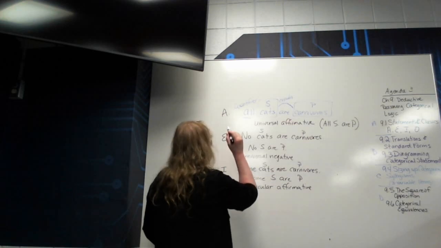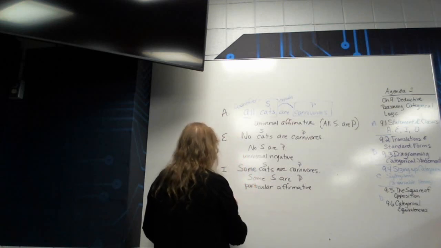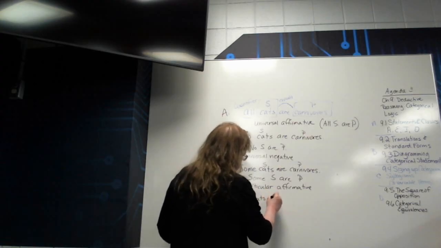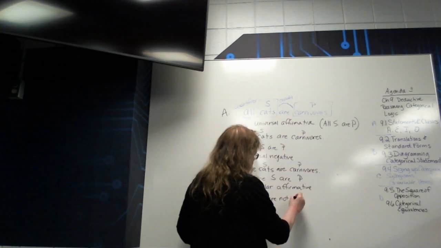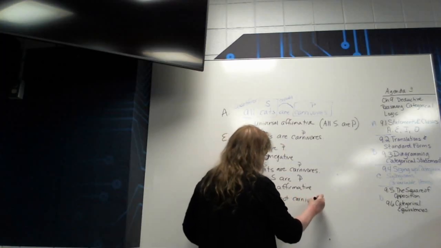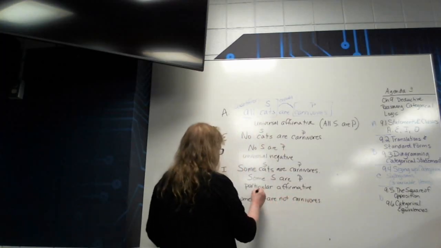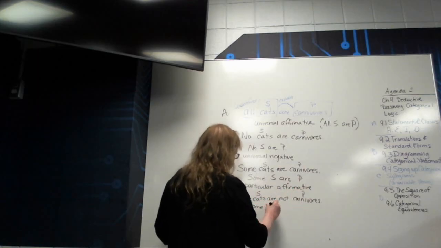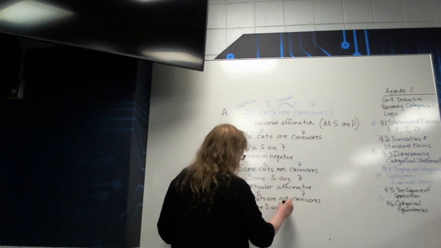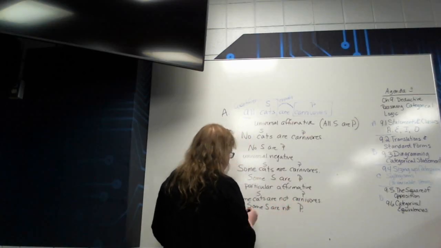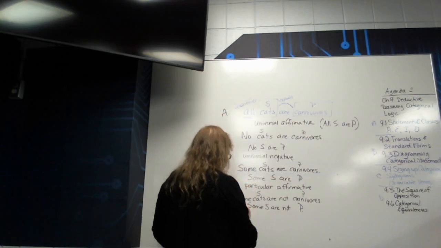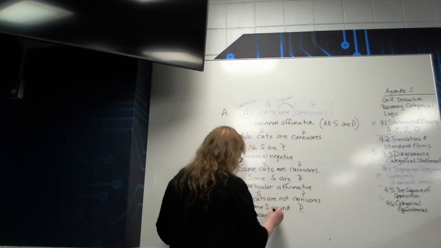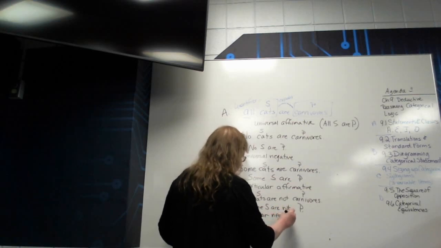And then A, E, I, O. Some cats are not carnivores. And again, same deal. S, P, some S are not P. Okay, and this is another particular because we have a some, particular negative. Okay, because it's not P.